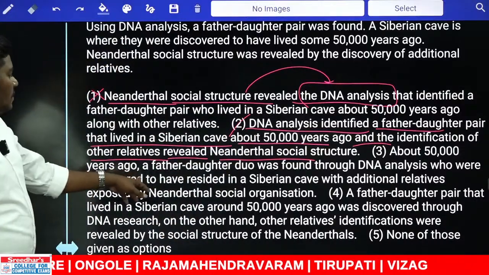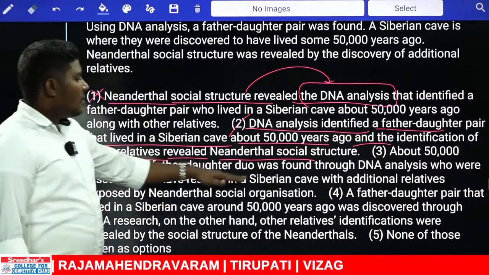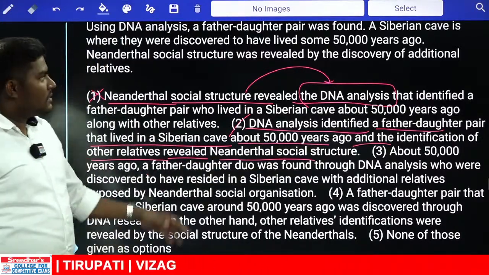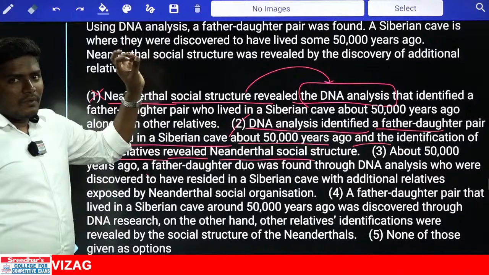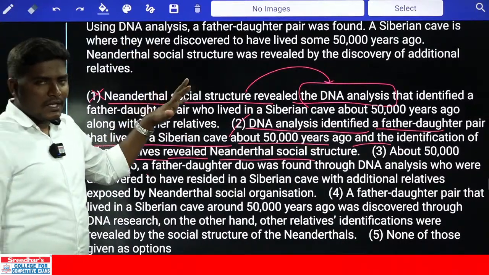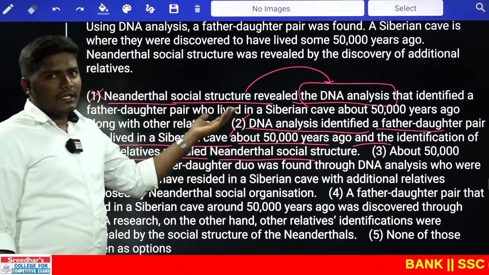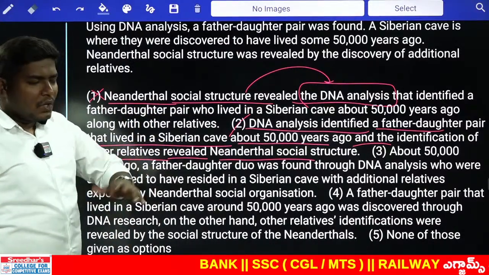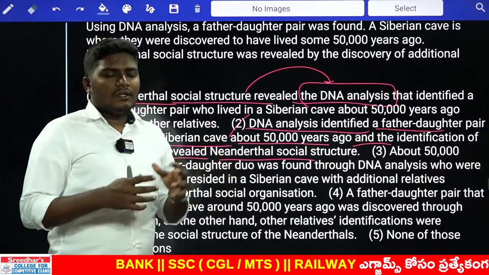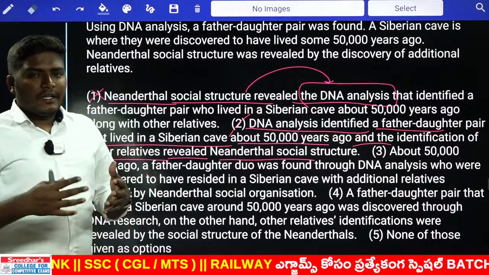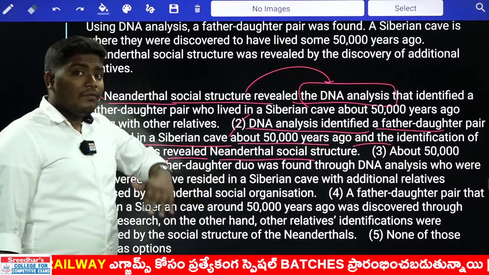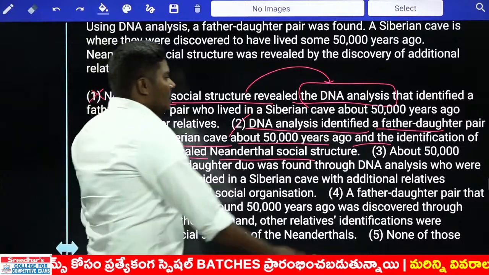About 50,000 years ago, a father-daughter duo was found. See, if you read it so, whatever the recent thing that was discovered, that was actually found 50,000 years ago. That's not correct. The father-daughter DNA samples which were collected are said to be 50,000 years old, but they were not found 50,000 years ago. So third one is wrong.